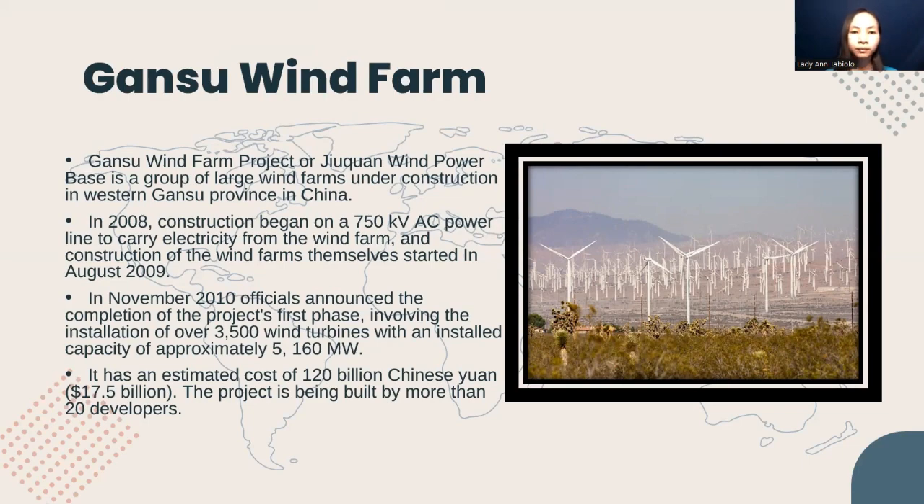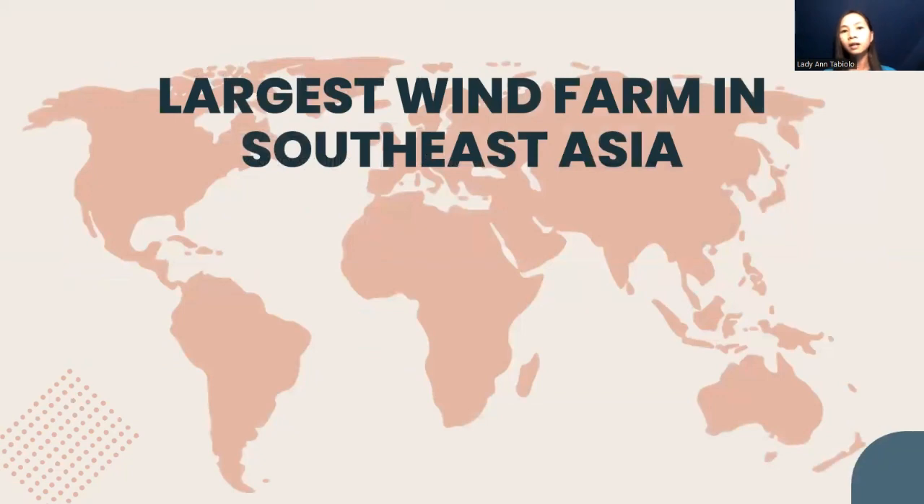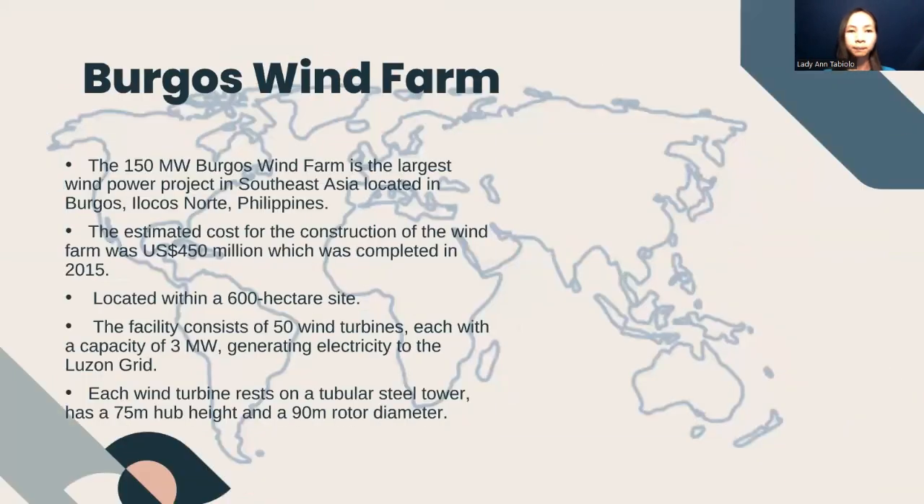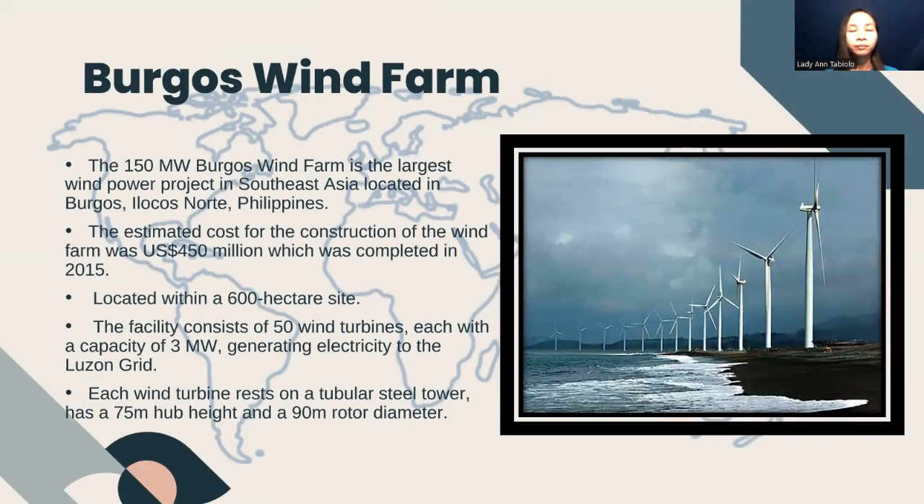And then, next. Ano naman kaya ang largest wind farm in Southeast Asia? Ano naman kaya ito matatagpuan? Sa Philippines. Ayan. Burgos Wind Farm. Merong itong 150 megawatt capacity at ito ay tinagurian din na pinakamalaking wind farm in the Southeast Asia na matatagpuan to sa Burgos, Ilocos Norte, Philippines. Also, naging tourist spot na rin ito sa atin.